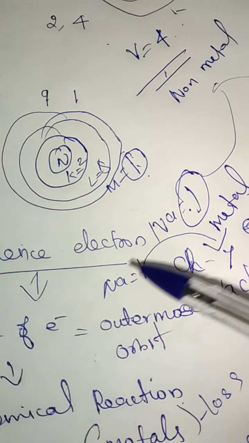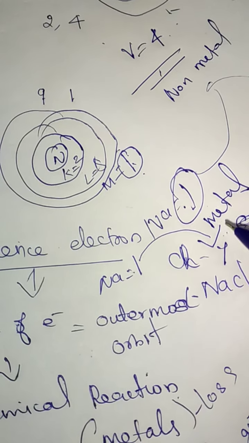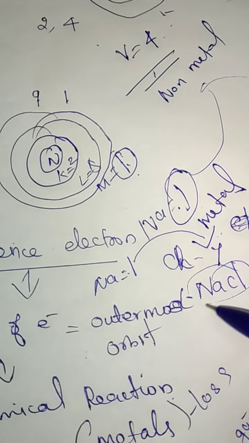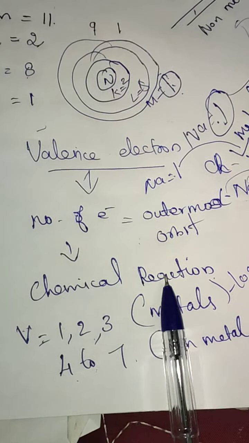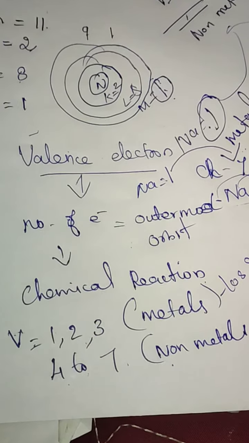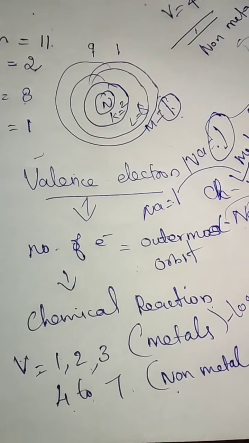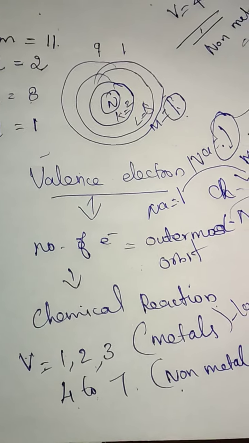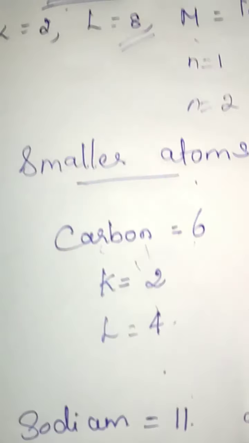These valence electrons alone undergo the chemical reaction. From sodium, 1 electron jumps towards chlorine to form a compound called sodium chloride. So they take part in the chemical reaction. So the chemical properties of an atom totally depend upon the valence electrons. In the next class, students, we will study in detail how to write the electronic configuration for higher elements. I hope you understood this.